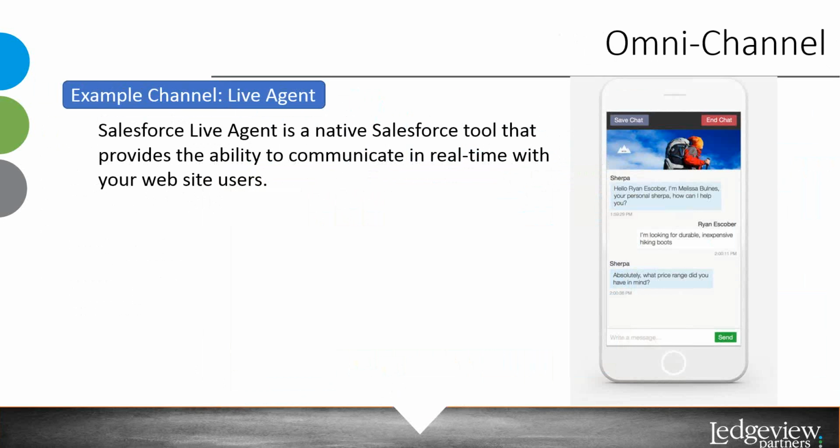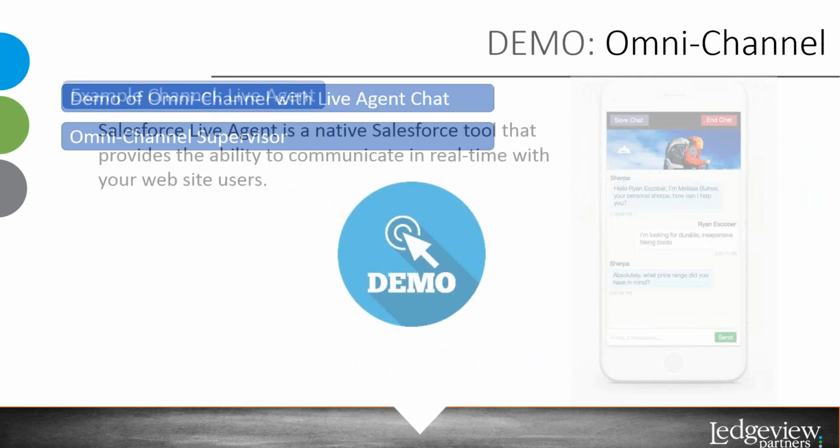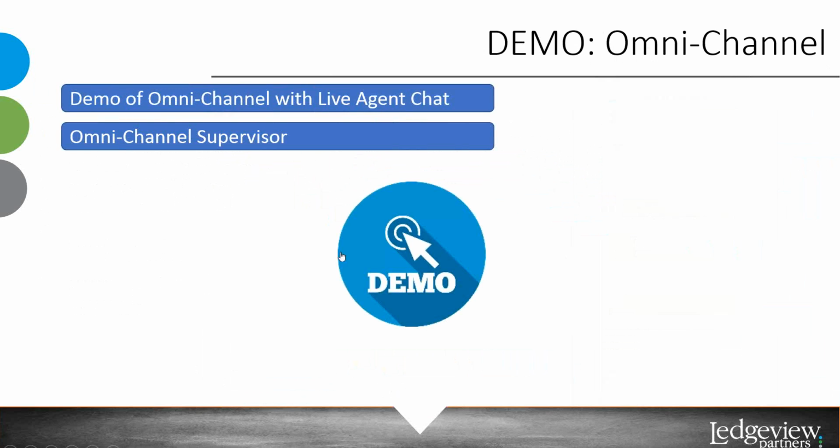Next example, and we're actually going to demonstrate this one, is Salesforce Live Agent, so live chat. You can publish a little snippet of code on your website, either public or behind a private login, and be able to chat in real time with your customer. So we'll do a quick demonstration of the live chat. All right, let's jump right into that.